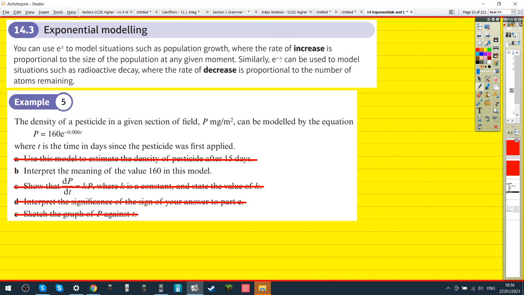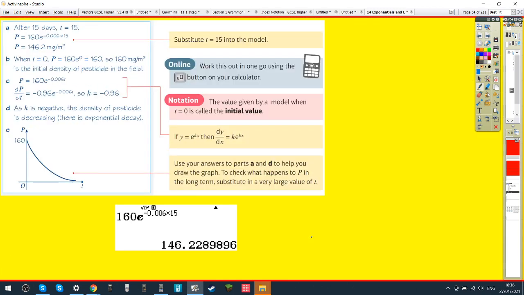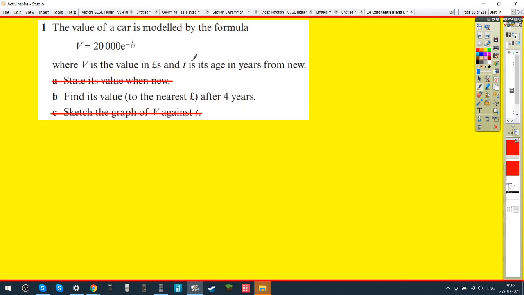Okay, how about this one? The initial density of pesticides. Initial density of pesticide in the field. Great. Let's see. Okay, how about this?